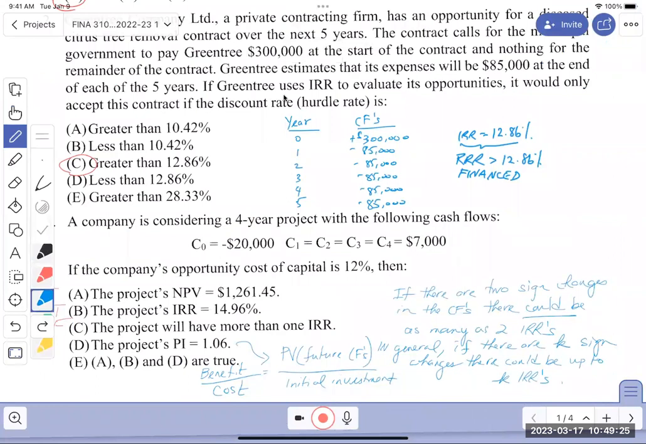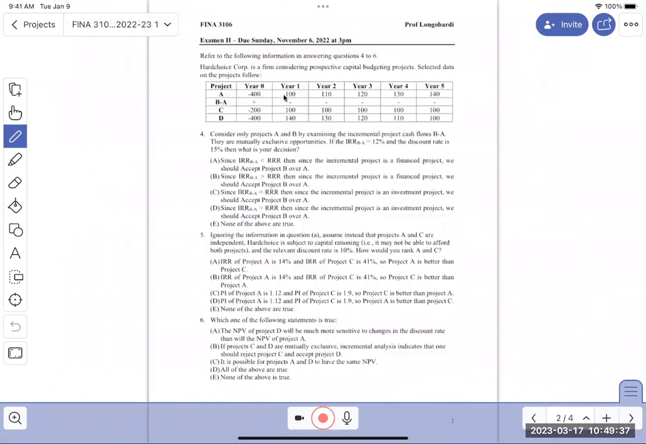So then we know that this is true. And so E is the answer. Okay, so you guys have learned a little bit of everything. Let's go to the next page.